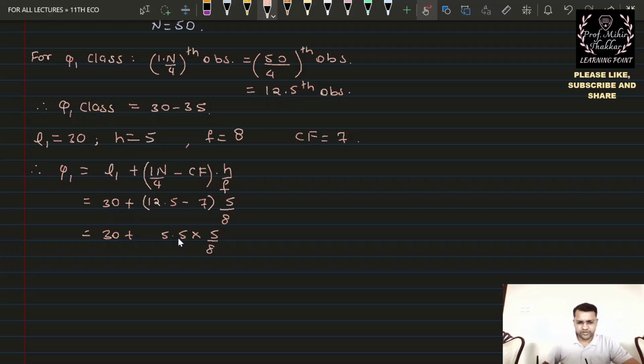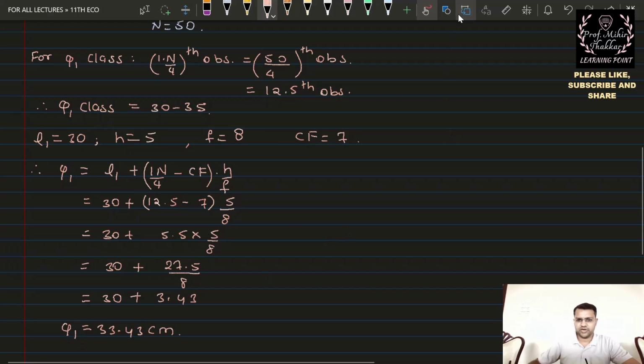So now multiply this 5.5 and 5. So 5 into 5 is 25. Again 5 into 0.5 is 2.5, so I get 27.5 divided by 8 plus 30. So you will get over here 30 plus 27.5 divided by 8, and up till 2 decimal, you will get the answer as 3.43. So 30 plus 3.43, that will give you 33.43 centimeters. That is the required value for your Q1.